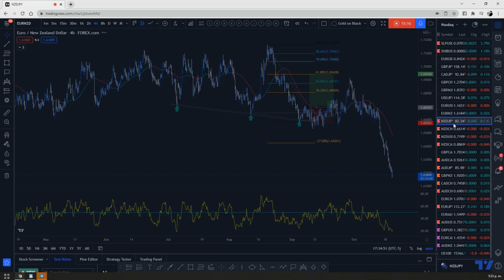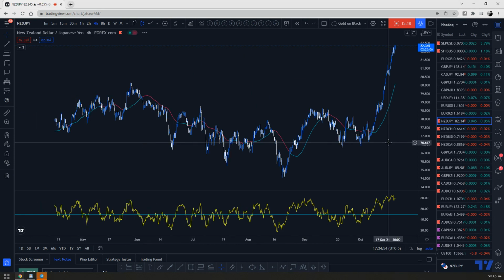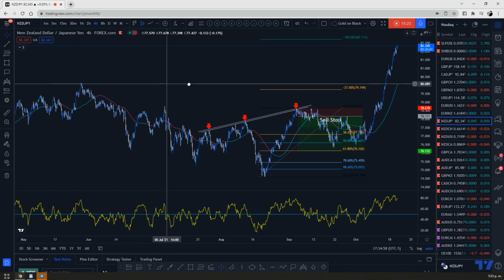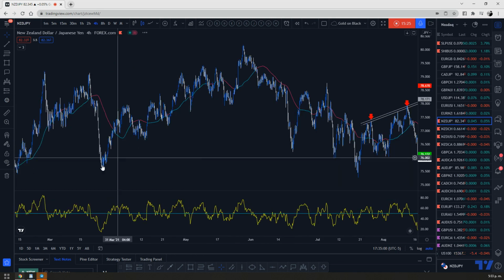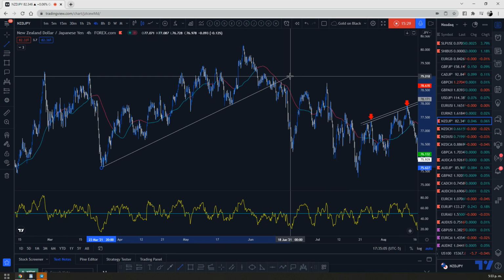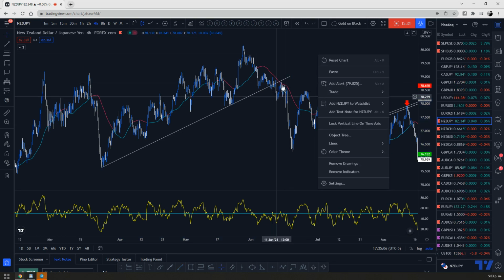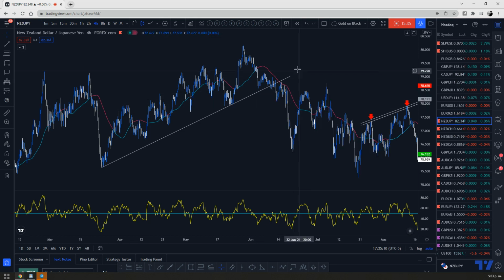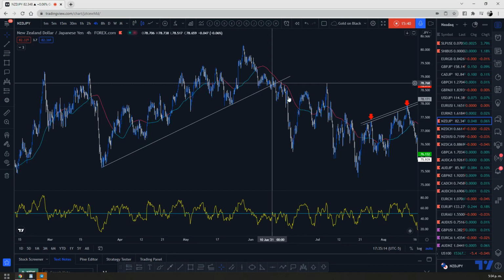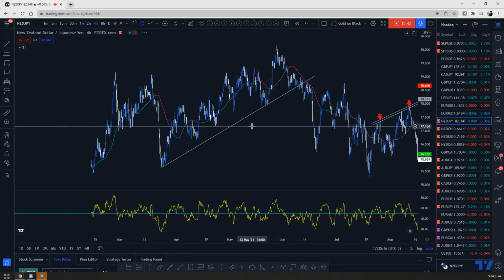Let's see NZD. You see this nice trend right here. Also, this is a nice trend formation. You see the breakout. You see the big retest. The price was all the time below the 50 simple moving average. So, nice trend right there.